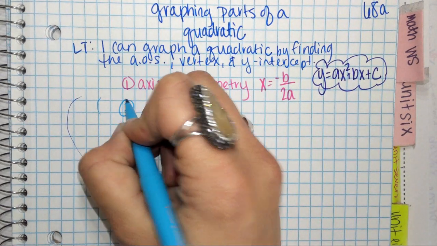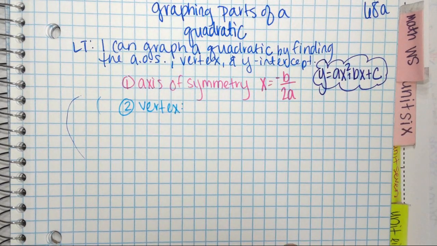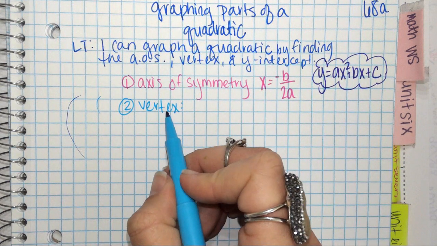Alright, step 2. We find our vertex. Now, what is the vertex of a quadratic? Highest or lowest point, right? And how do we find that?